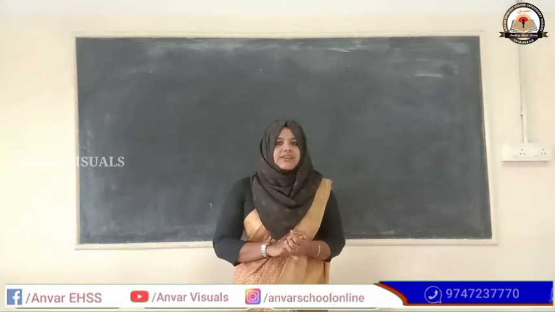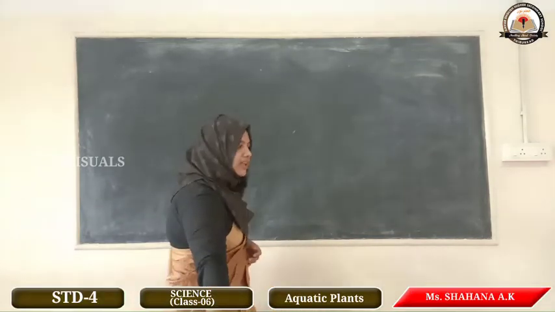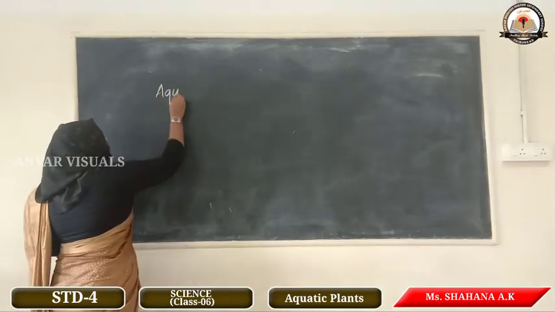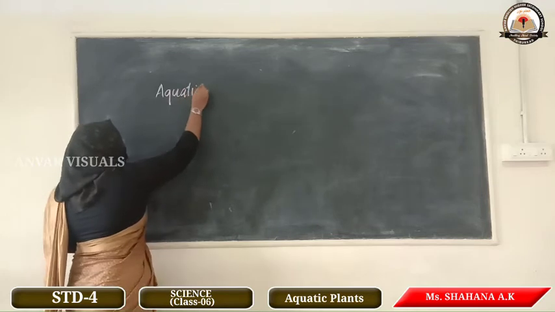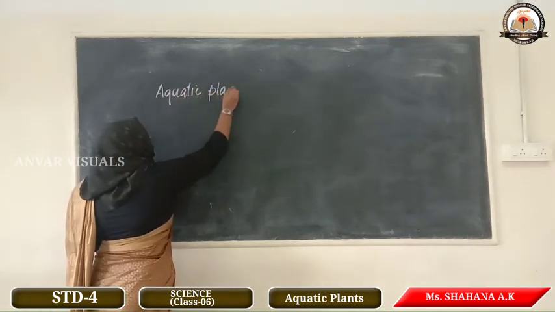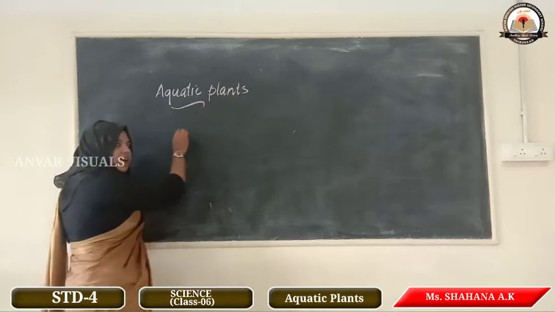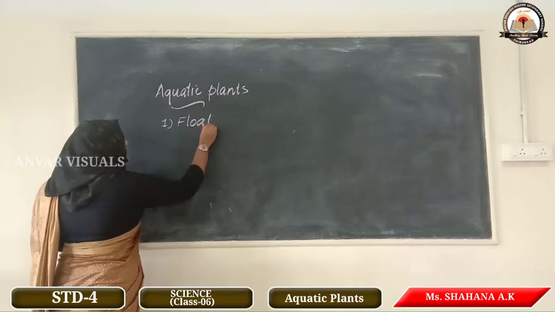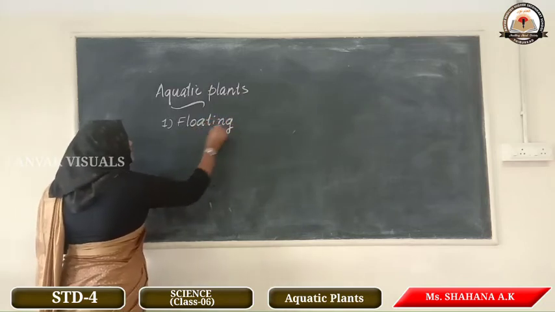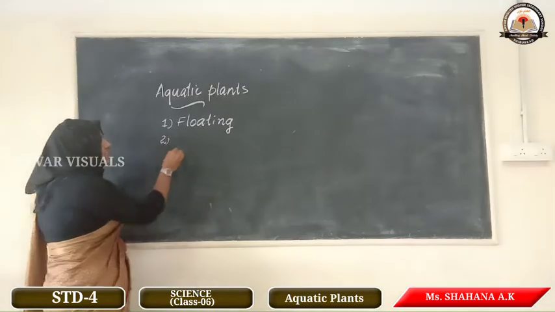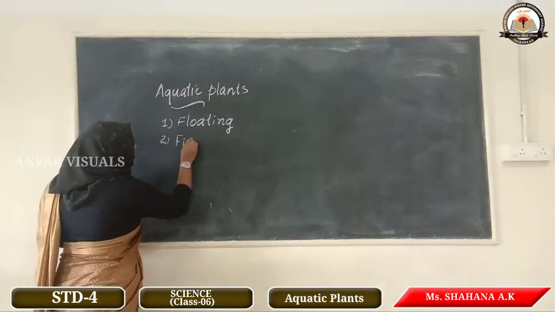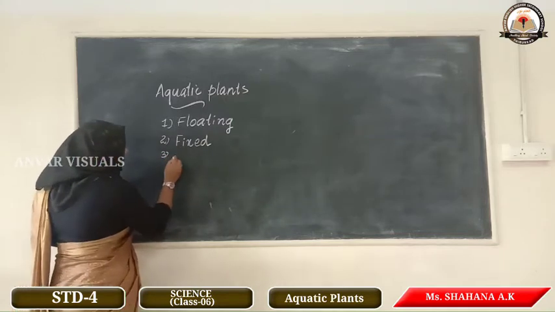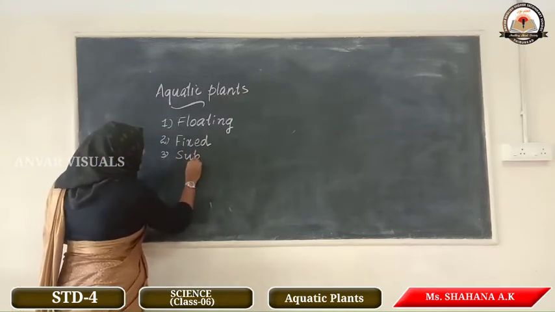Is it clear? Then let me write the names here. We are studying the three types of aquatic plants. They are floating aquatic plants, fixed aquatic plants, and the third group of plants are submerged aquatic plants.